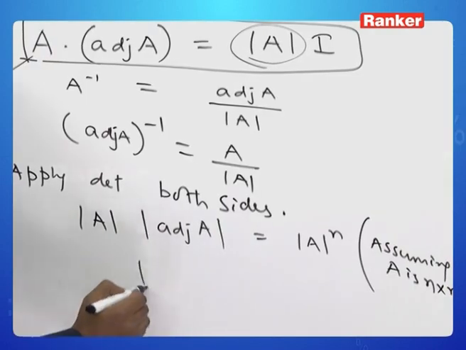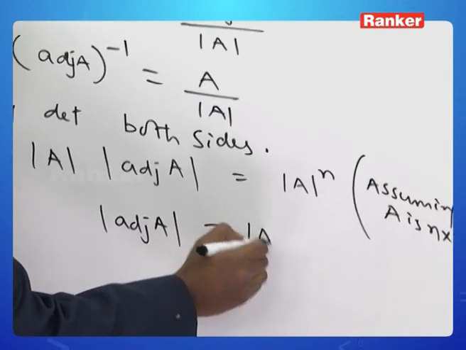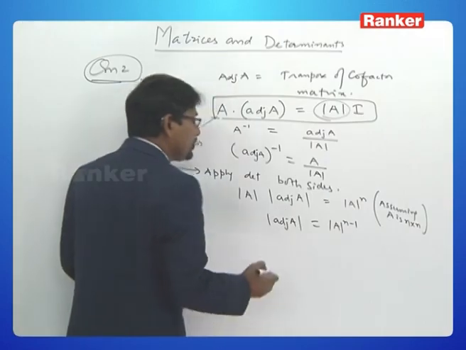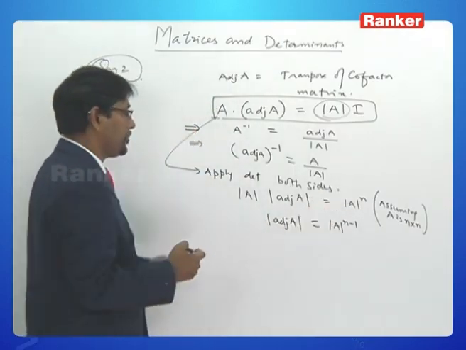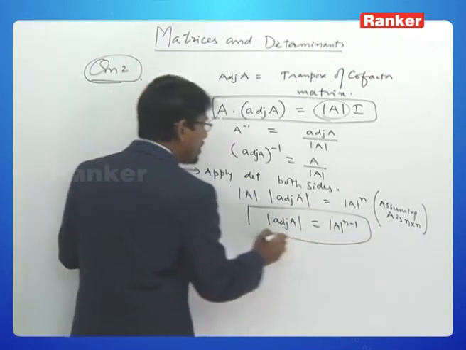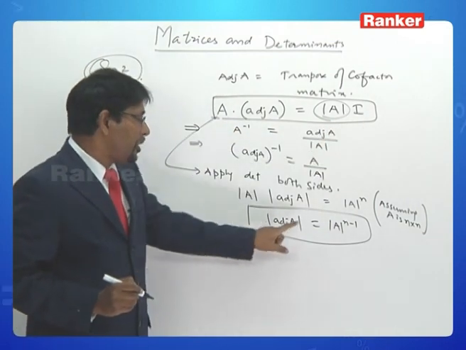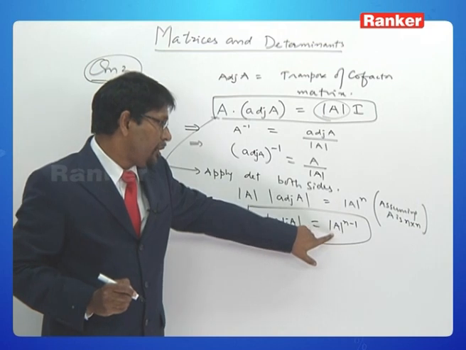Now determinant of adjoint of A is equal to det A raised to the power n minus 1, because I can bring it down here. So this is another result that is very important here. A into adjoint of A is det A into I. Determinant of adjoint of A is equal to det A to the power n minus 1.